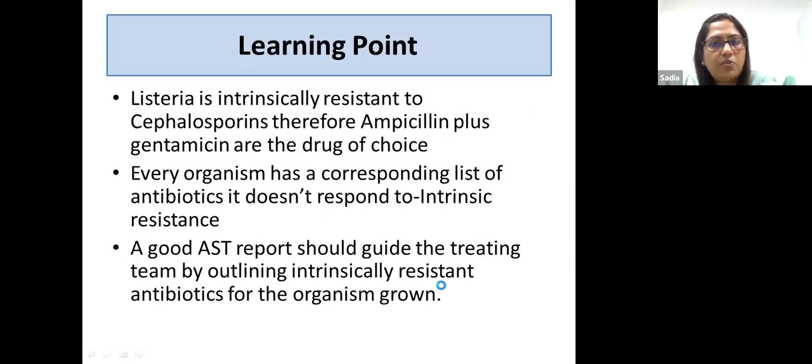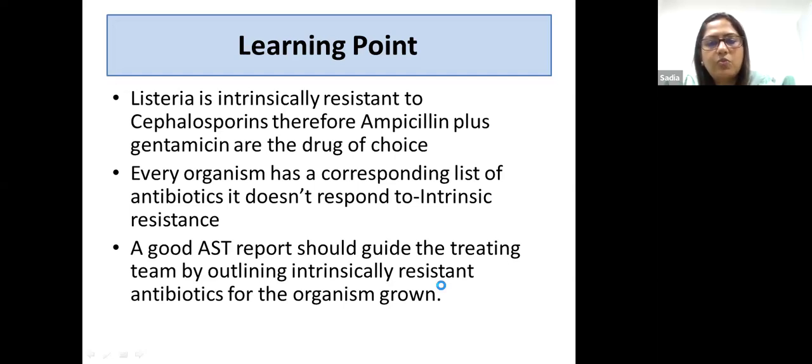So this is again a very important concept. What is intrinsic resistance? Listeria generally is intrinsically resistant to ceftriaxone. And in this case, you will have to change the therapy to ampicillin plus gentamicin. So when we deal with bacteria, every group of bacteria has certain drugs it is intrinsically resistant to. So again, an important question, do we need to know about all this? Actually, your AST report can help you that way. Usually, good reports tend to have a comment on what are the intrinsically resistant drugs for a particular group of bacteria.